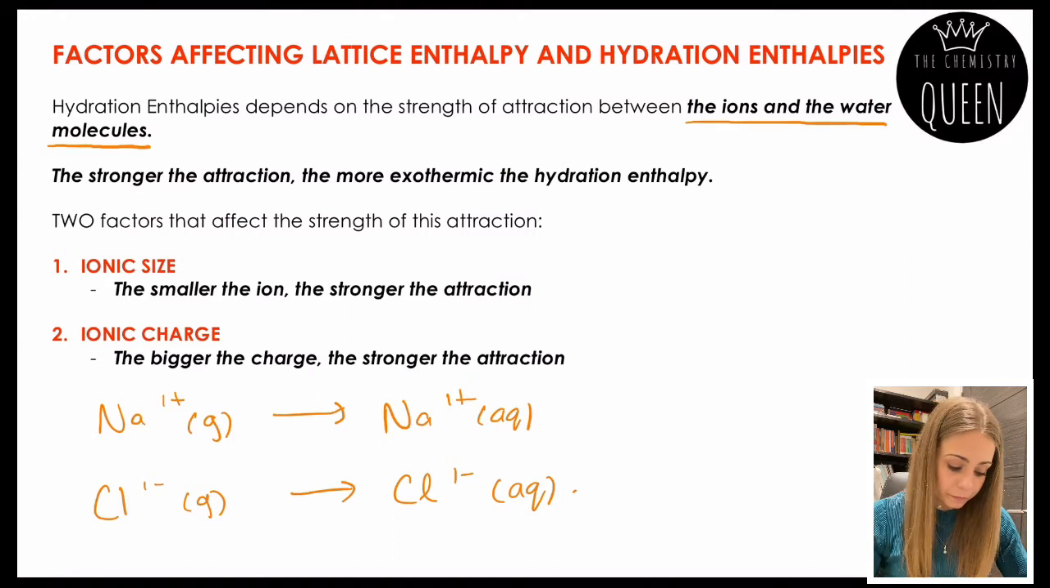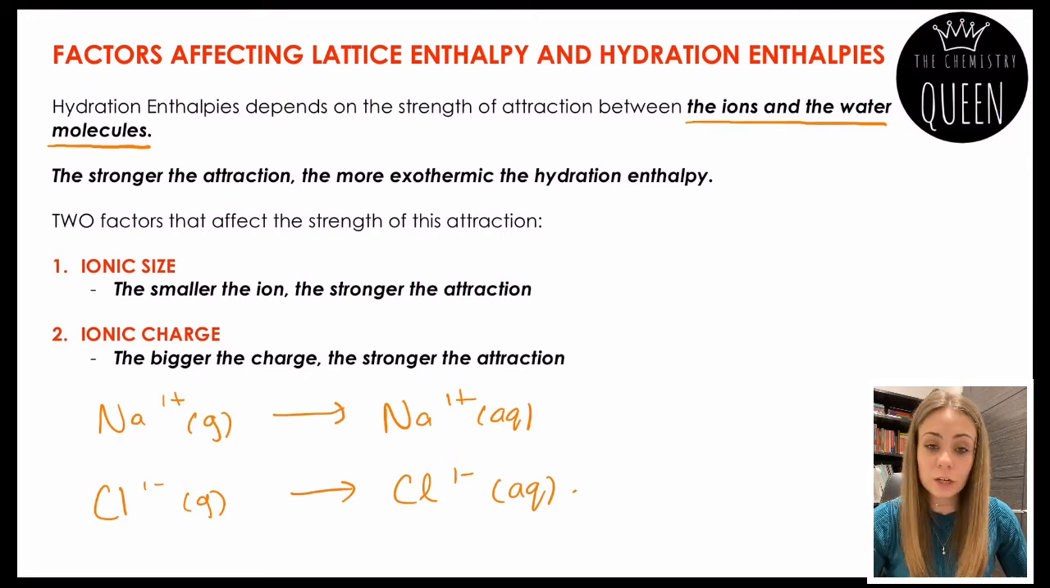Now, the size of the charge can't really compare because one's positive and one's negative, and also they both have a 1. So sodium has a charge of 1 plus, chloride ions have a charge of 1 minus. So the hydration enthalpies for this are going to be different because it's going to be down to the size of the ions.